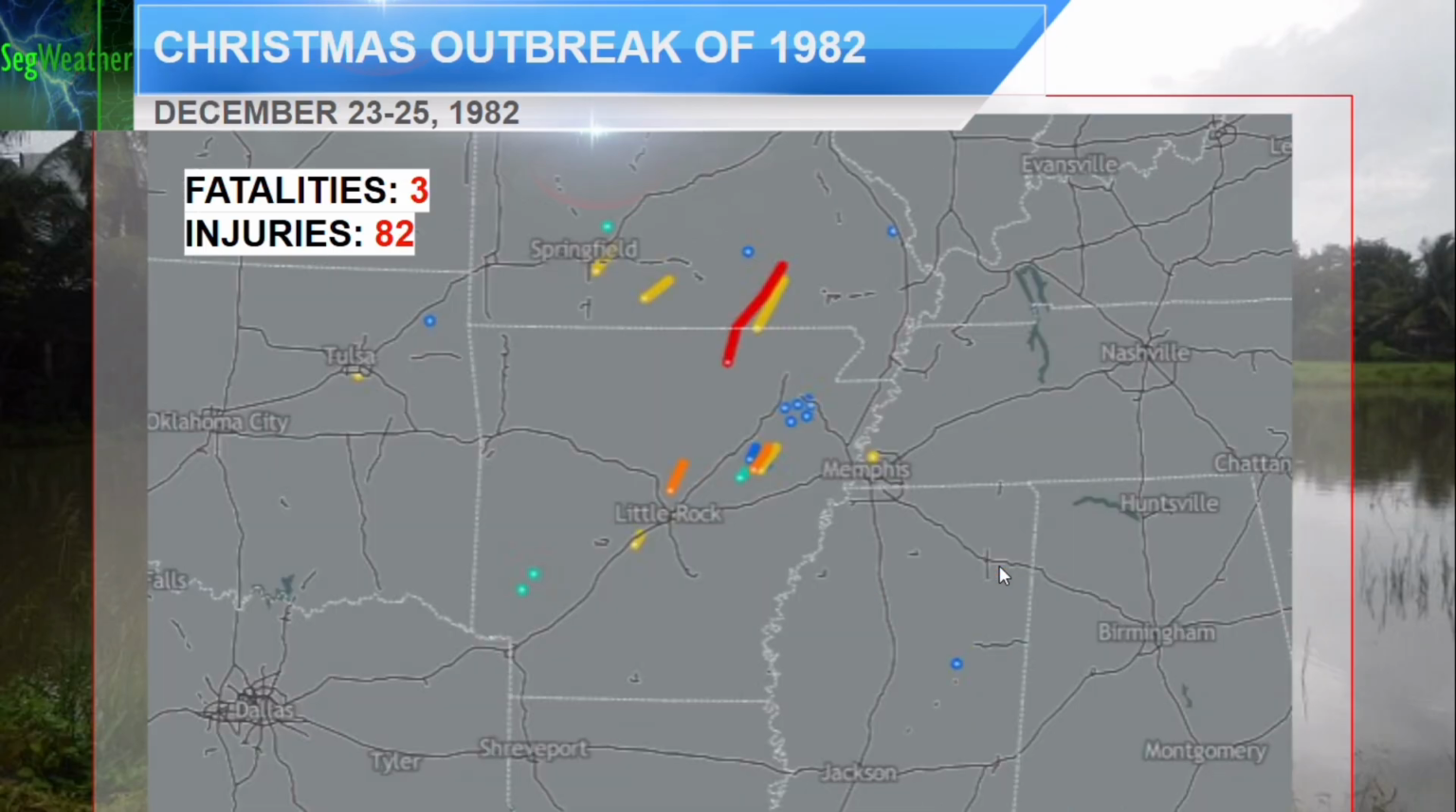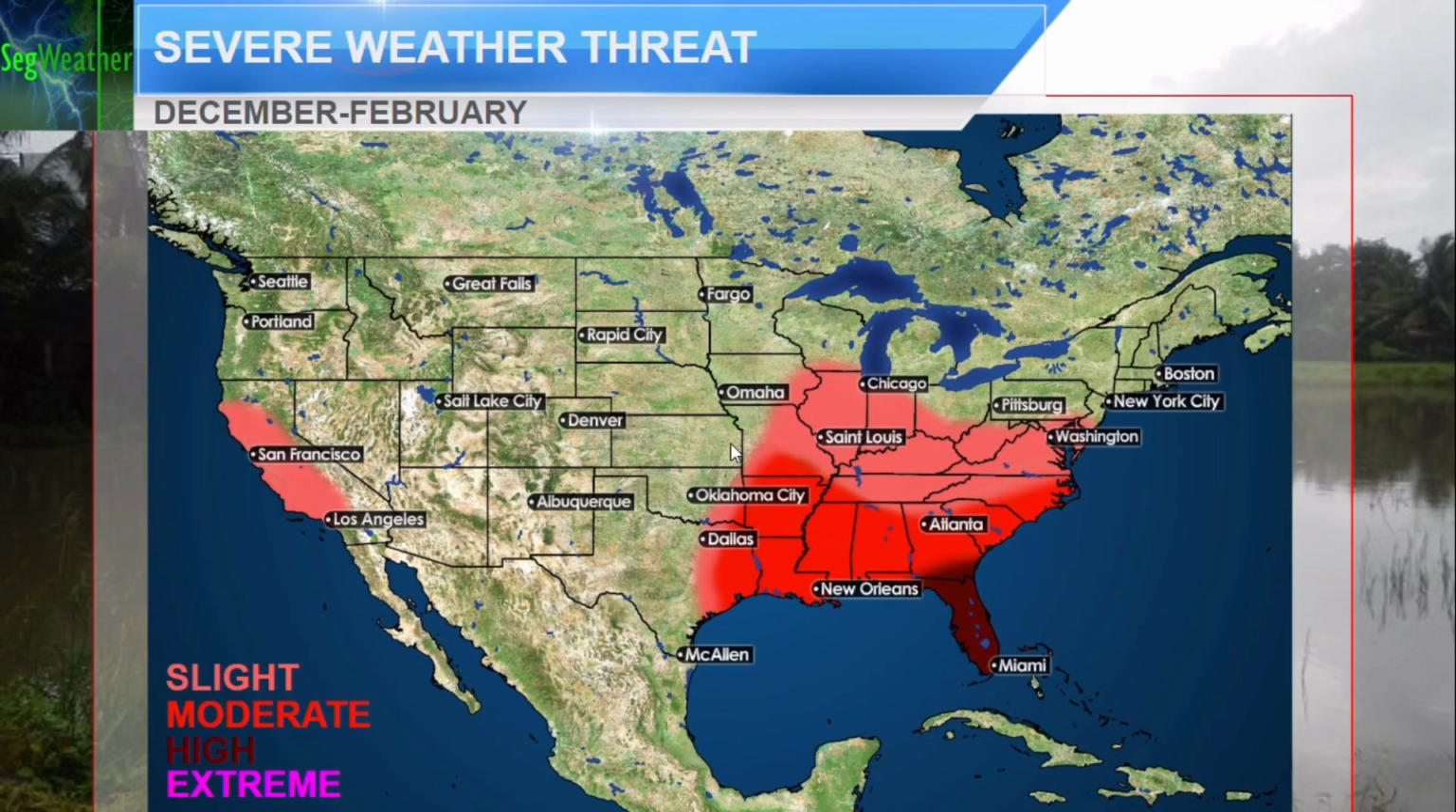And then the Christmas outbreak of 1982, not as deadly, but still pretty impactful. We had one long-tracking EF4 that occurred from northern Arkansas to southern Missouri, and then several more strong tornadoes that occurred elsewhere throughout the region, but it still didn't impact much of the Ozarks with this system.